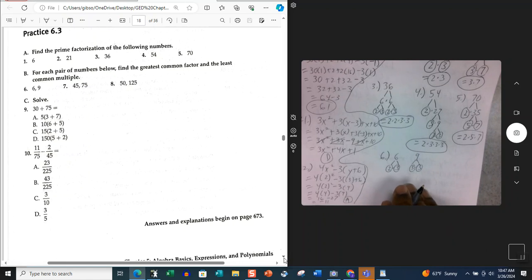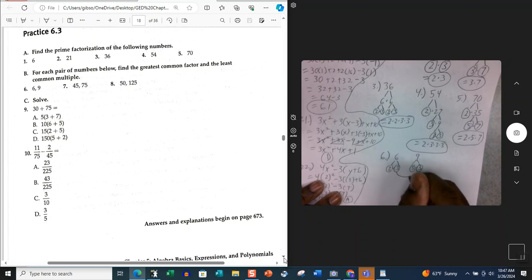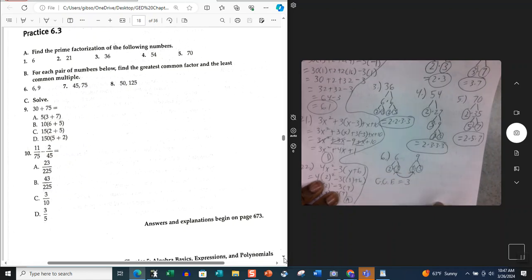Okay, now we look here for the greatest common factor of number 6. The only thing they have in common is 3. So your greatest common factor would just be 3. They have nothing else in common.